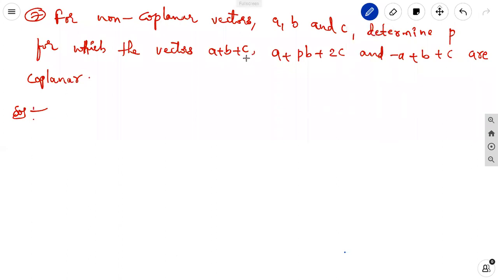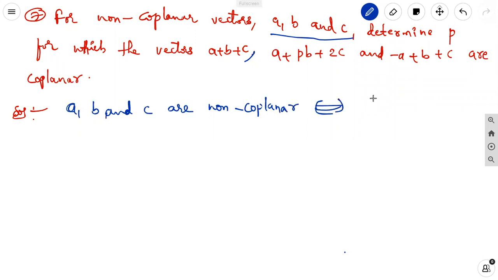Show that a plus b plus c, a plus pb plus 2c, and minus a plus b plus c are coplanar, for non-coplanar vectors a, b, c. The relation for coplanar is that the volume of ABC equal to 0. For non-coplanar, the volume of ABC is not equal to 0. That is the relation of the non-coplanar vectors.